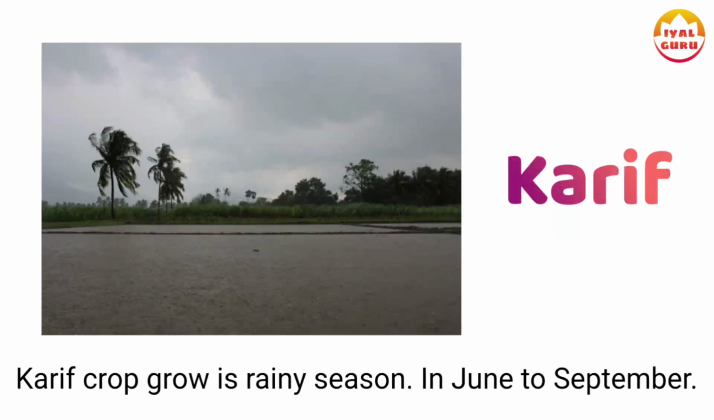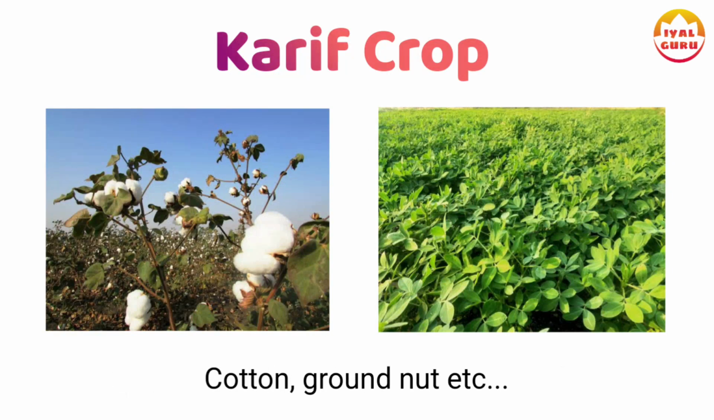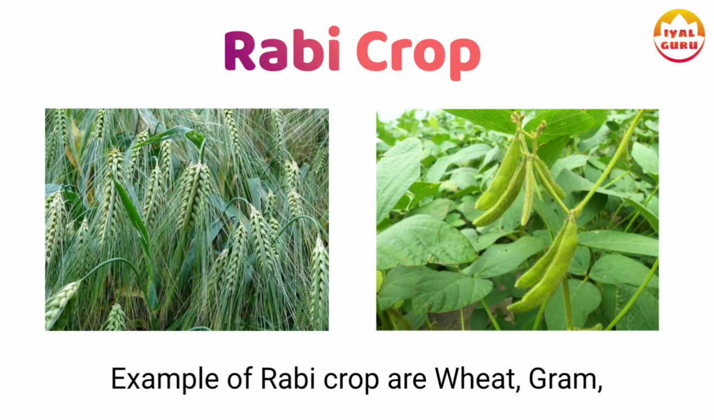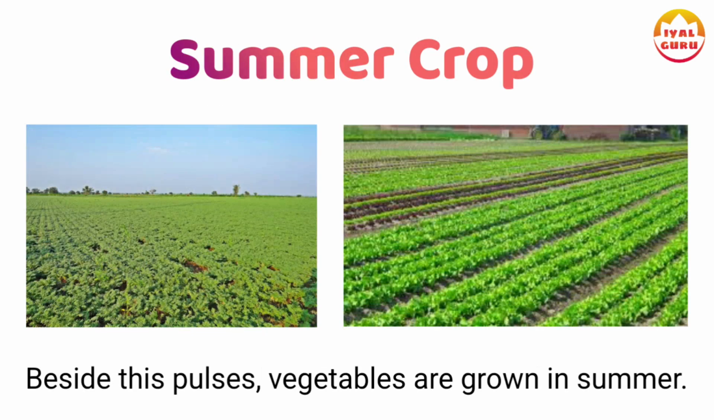Kharif crops are grown in the rainy season, from June to September. Examples of Kharif crops are paddy, maize, cotton, groundnut, etc. Rabi crops are grown in the winter season, from October to March. Examples of Rabi crops are wheat, gram, pea, mustard. Besides these, pulses and vegetables are grown in summer.